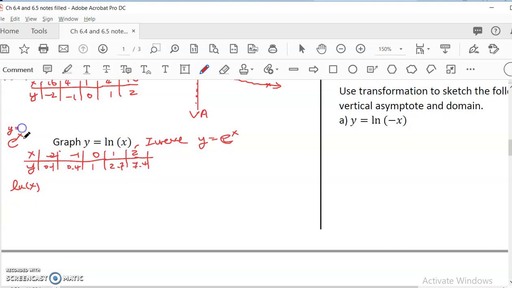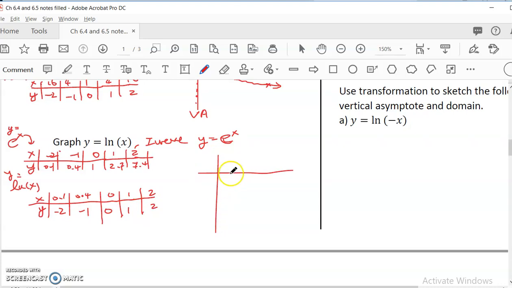So this is y equals e to the x. Use this table. For y equals ln x, I would use the other table where I switch x and y. I would have 0.1, 0.4, very close to 0, right? And then 1, 2.7, and 7.4, with y being -2, -1, 0, 1, 2. So when I graph it, 1 is 0. 2.7 is 1. 7.4, very far away, is 2. This is how you graph it.